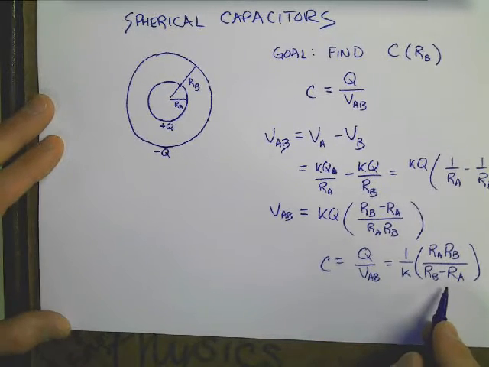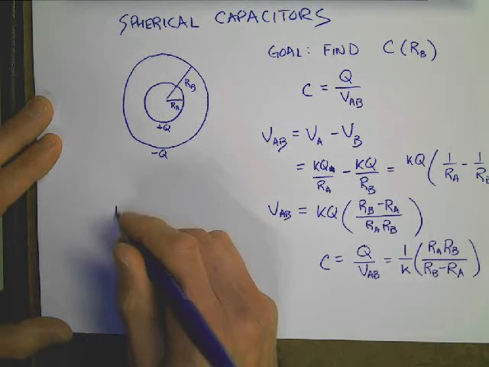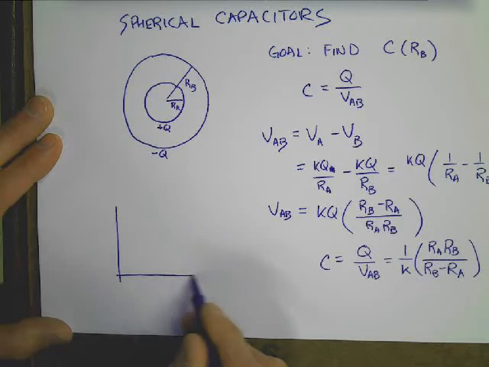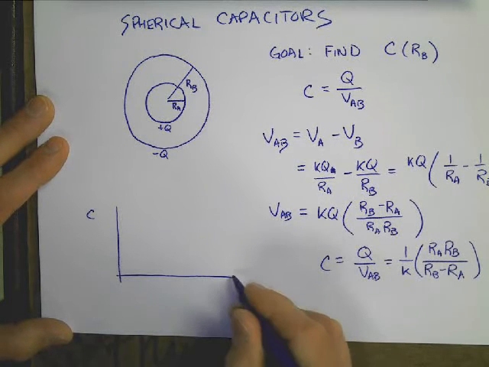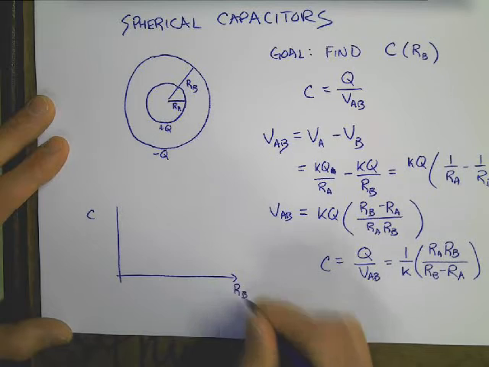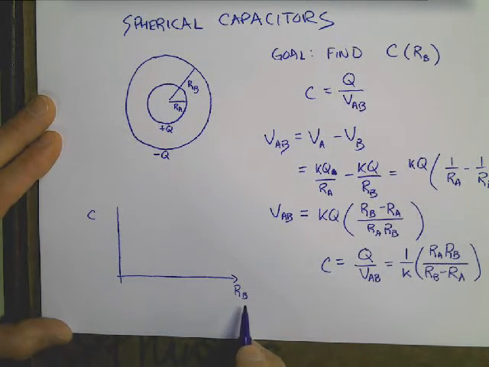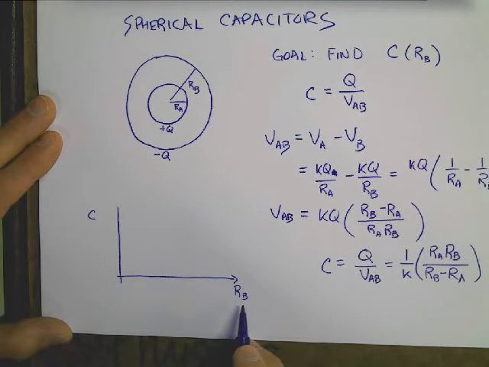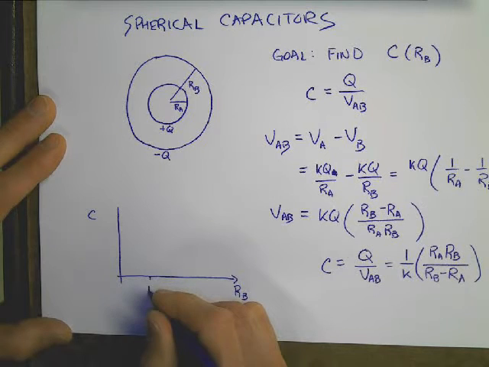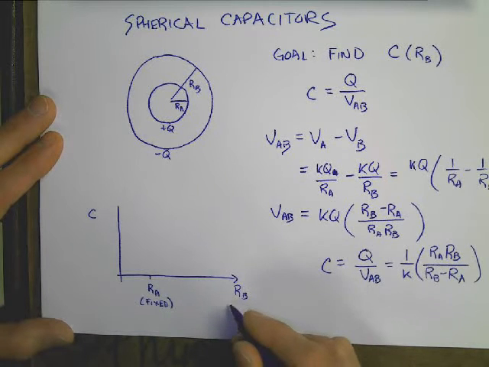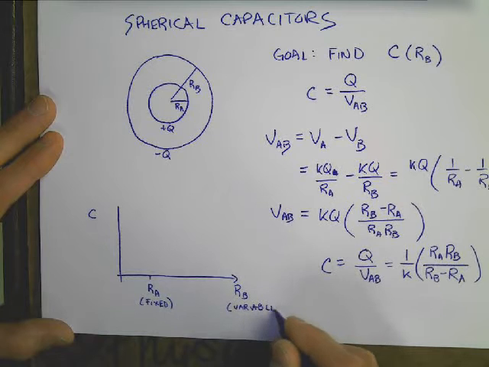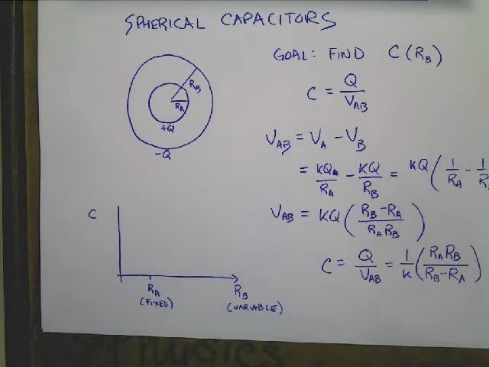We have our capacitance. Let's sketch out what that might look like if you graph this. We're going to graph capacitance on the vertical axis, and our variable is going to be the radius of the outer sphere, RB. And then RA is going to be something which is fixed, so we'll label that. And of course, RB is always going to be greater than RA because of the setup that we have.